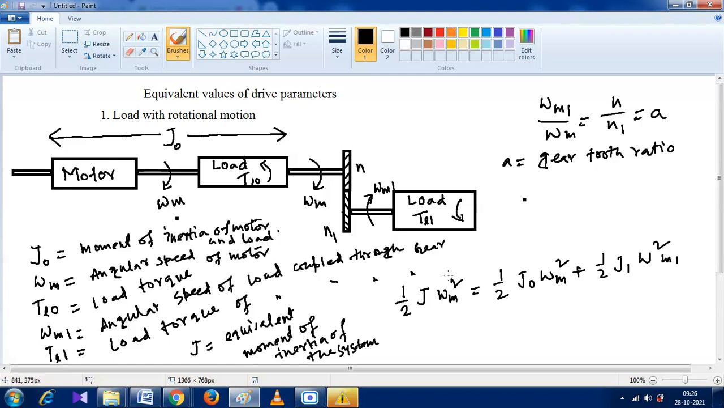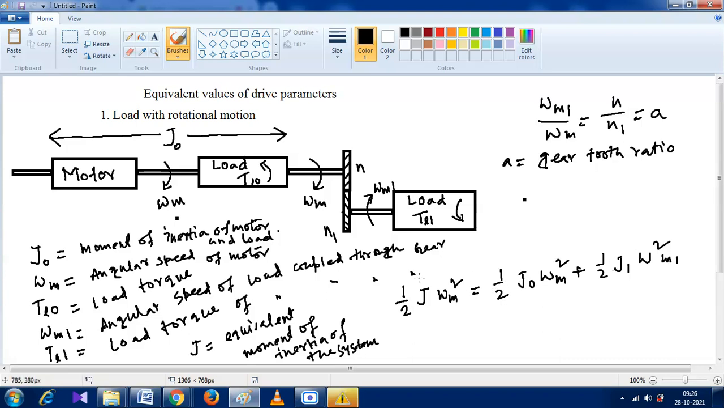Have you understood that, Deepak? Yes, sir. Because we are considering J as the equivalent moment of inertia and the system is rotating at angular speed omega m, so we can write the total kinetic energy is equal to the sum of individual kinetic energy.